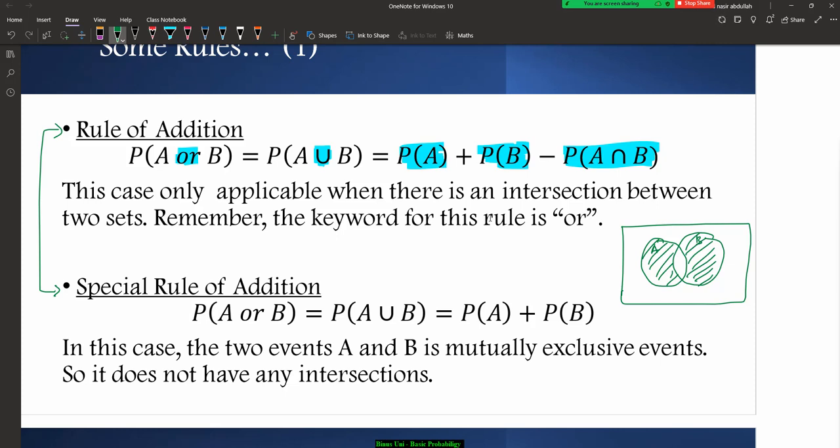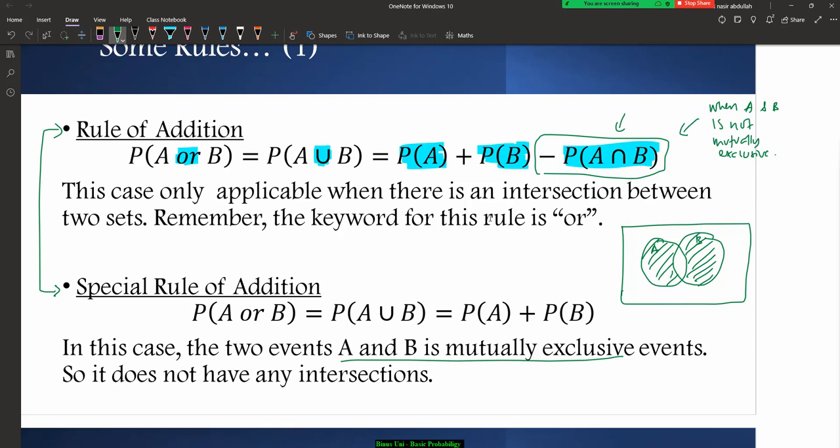Provided A and B are not mutually exclusive, this rule can be applied. It means that the probability of the intersection between A and B is not equal to zero. If A and B are mutually exclusive, the value here is going to be zero. So probability of A union B equals probability of A plus probability of B only, because this part has become zero if A and B are mutually exclusive events. As I said, you just need to understand the first rule.